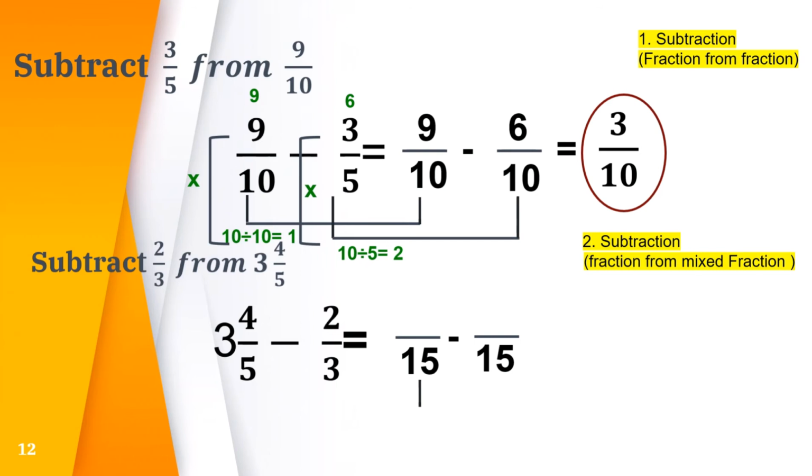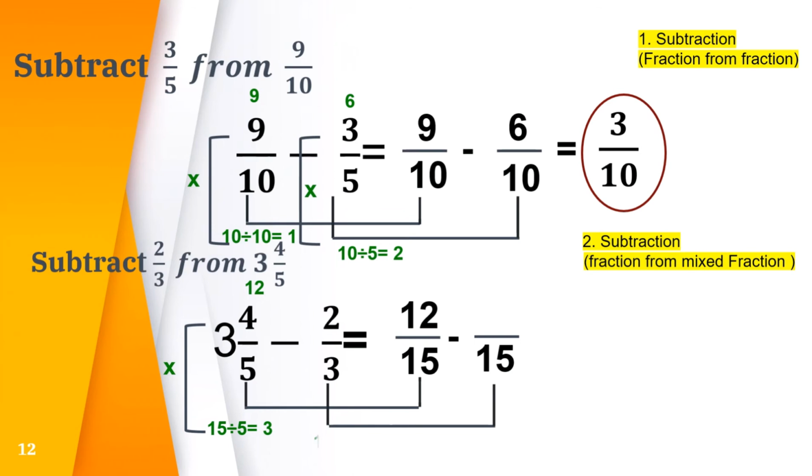And then, i-divide natin sa denominator. 15 divided by 5 equals 3. And then, multiply natin sa numerator. 3 times 4 equals 12. Next, 15 divided by 3 equals 5. Multiply natin sa numerator. 5 times 2 equals 10. So, ang similar fraction na natin ngayon ay 3 and 12/15 at saka 10/15. So, pwede na natin silang i-subtract.